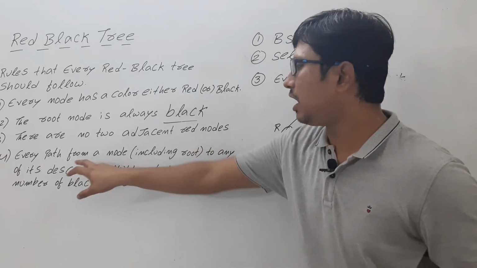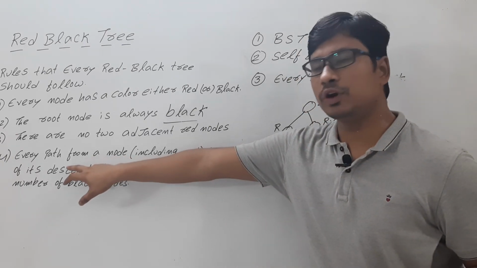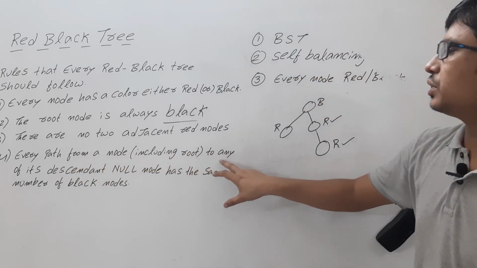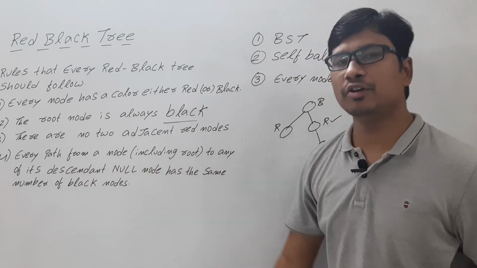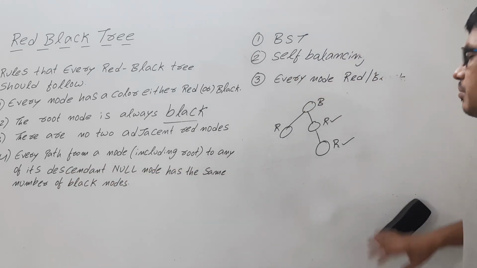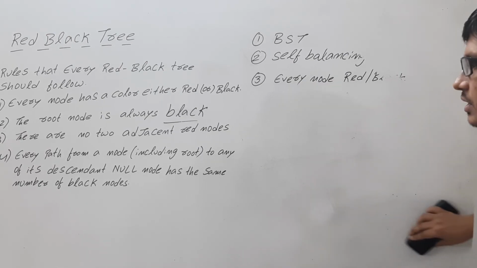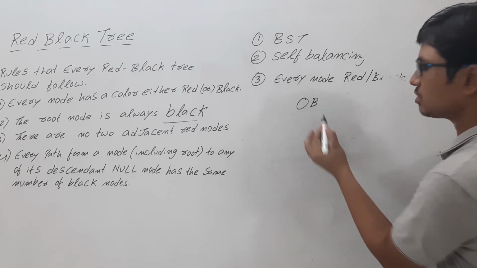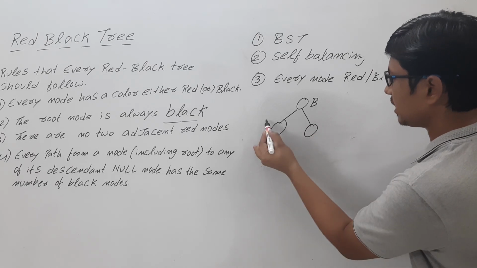Now every path from a node including root, this is a very important property. Every path from a node including root to any of its descendant null node has the same number of black nodes. Firstly, let me discuss what is the descendant null node. Is it clear? Suppose you have a red-black tree consisting of this, which is black, and this is red, this is also a red node.